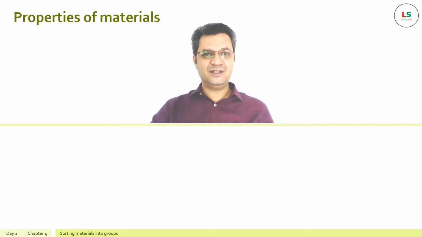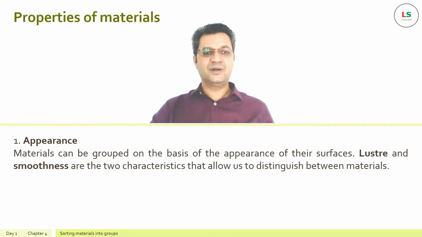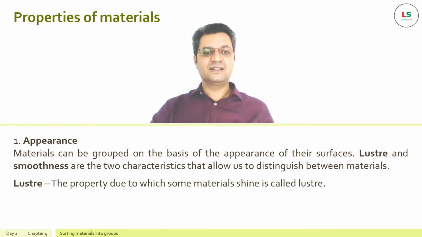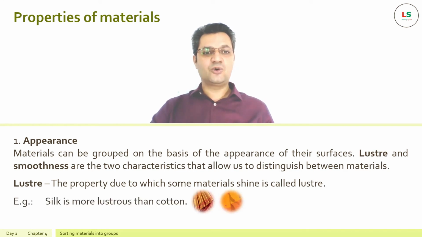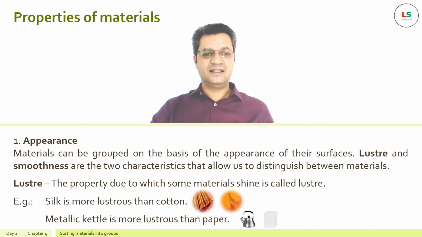Let's begin with the first one, which is appearance. Materials can be grouped on the basis of appearance of their surfaces. Luster and smoothness are the two characteristics that allow us to distinguish between materials. Let's define luster. The property due to which some materials shine is called luster. Example, silk is more lustrous than cotton. Metallic kettle is more lustrous than paper.